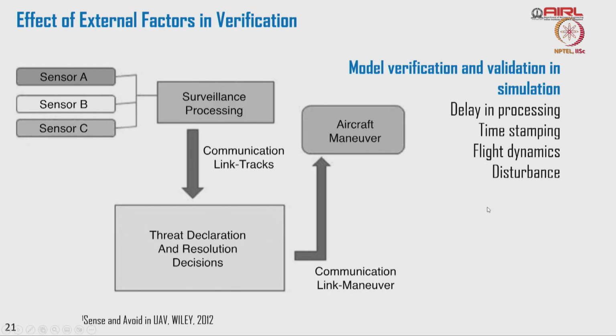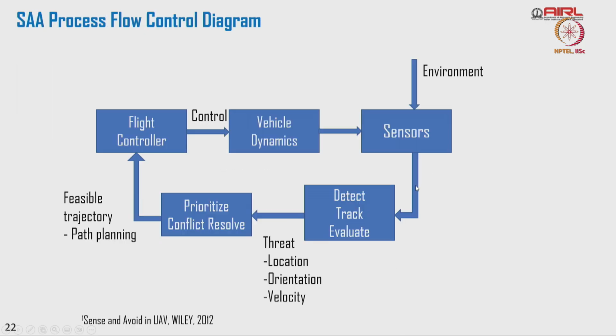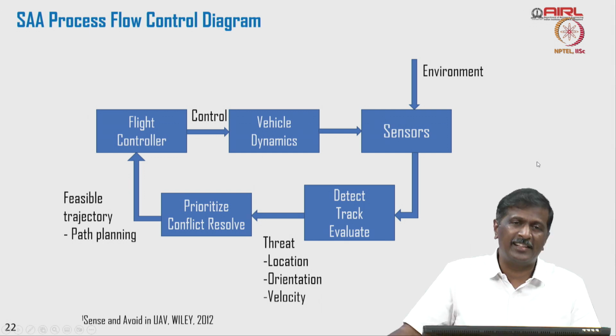What is the biggest problem? Delay in processing all the information. Different sensors operate at different sampling rates. The time stamping may be different. I may have to take that into account. The biggest challenge comes in the flight dynamics, right? External disturbance. Suddenly there is a crosswind or headwind, and all that does affect my aircraft. External disturbance plays an important role, so I have to take all those aspects into account. These are the factors that influence my verification process, or the uncertainty in my verification process.